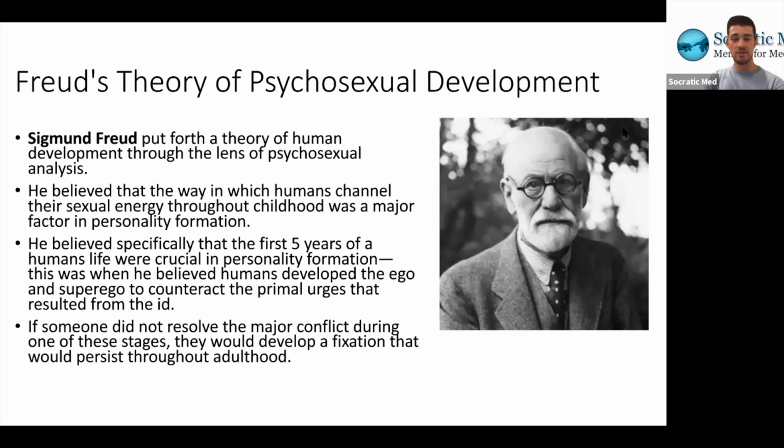So the first theory that we're going to go over is Freud's theory of psychosexual development. And we have Sigmund Freud right over there chilling to the right. Sigmund Freud put forth a theory of human development through the lens of his psychosexual analysis. As I'm sure a lot of you are familiar with, he was famous for his psychosexual analysis, psychodynamic, the id, ego, and superego. So he believed that the way in which humans channel their sexual energy throughout childhood was a major factor in personality formation when they reached adulthood. And he split these up into different categories.